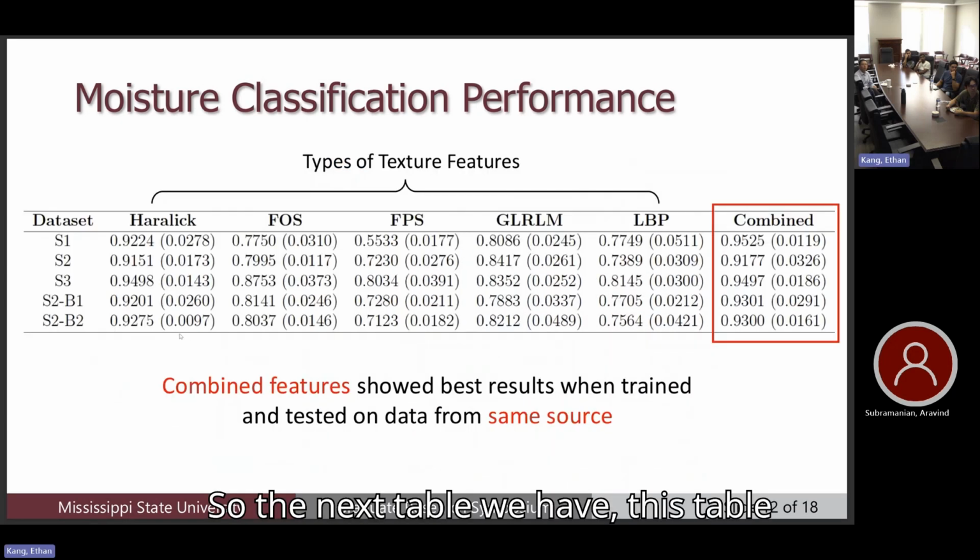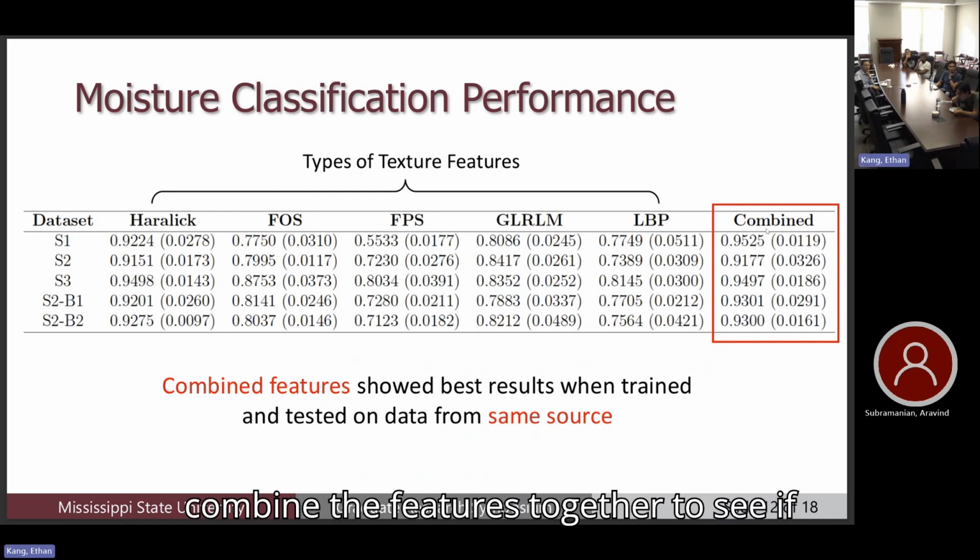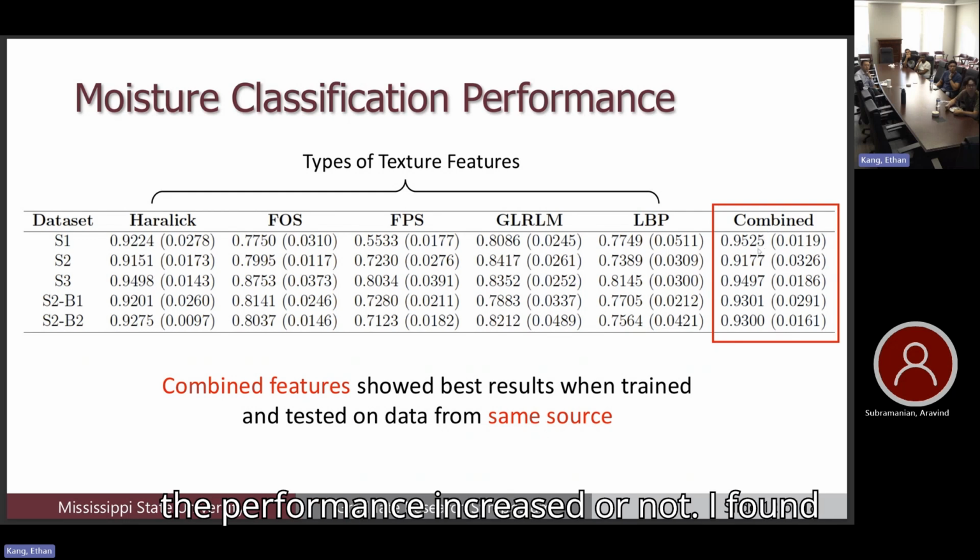So the next table, this table represents the average values of source 1, source 2, source 3, and different types of texture features as well. So earlier we had 95%, but now we're showing what the performances are across other texture features. As you can see, only the Haralick features showed the best performance compared to the other features. But we also tried to combine the features together to see if the performance increases or not. And we have found that the combined features actually show the best results.